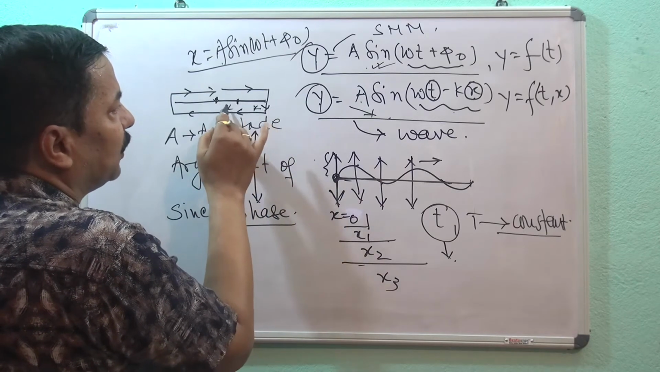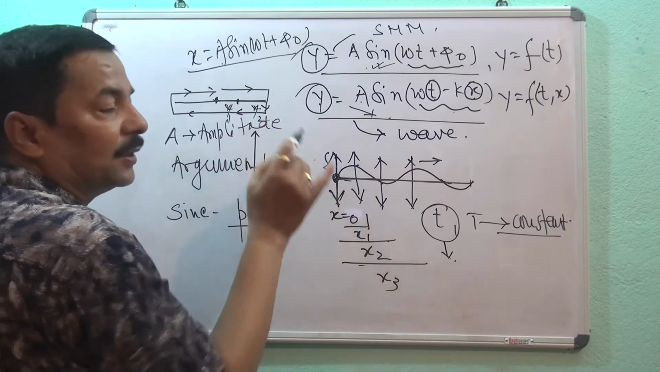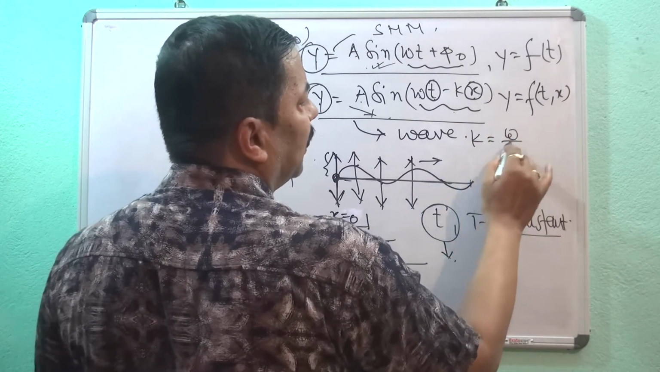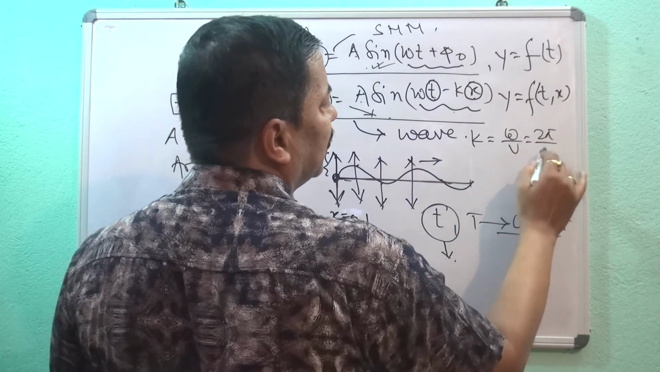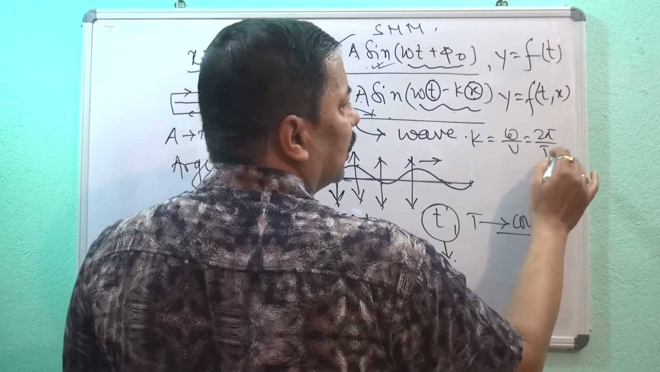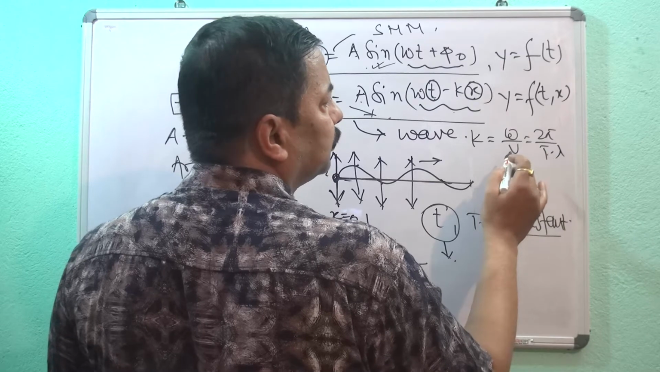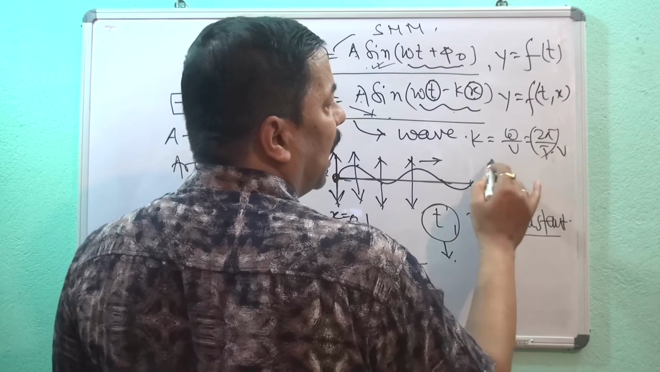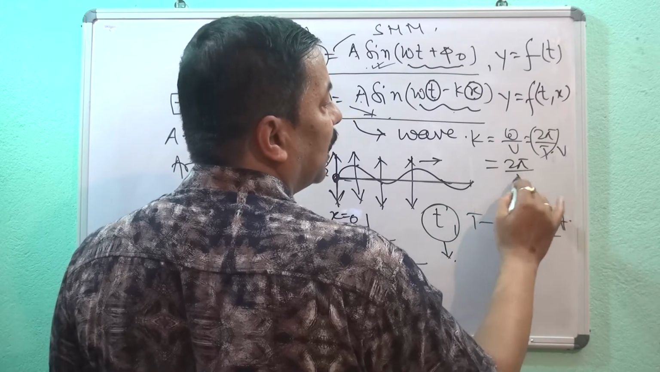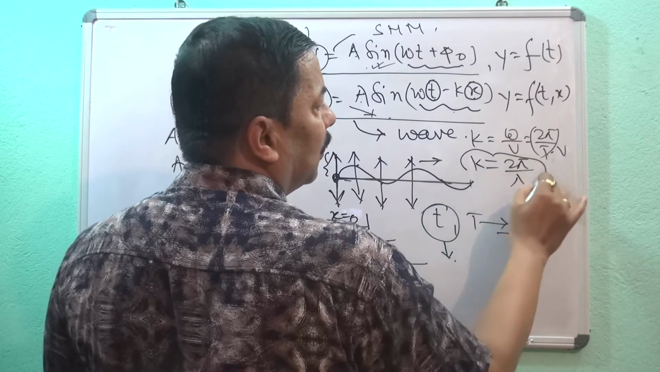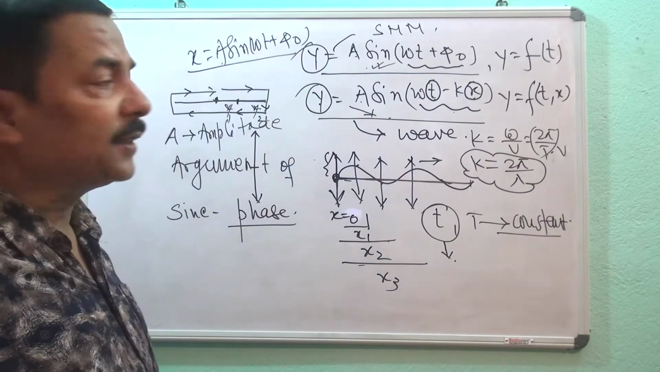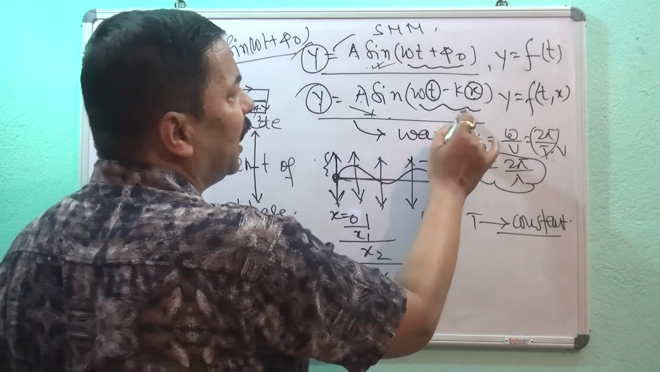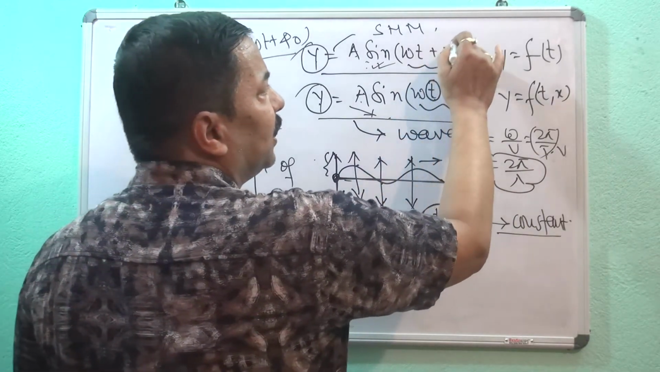Because it is on the x-axis. If you take it on the y-axis, it will represent y1, y2 like this. The second thing is k. k is omega by v, that is 2 pi by T into lambda... this is v. So 2 pi by T into v: 2 pi by T is omega and T into v is lambda. So 2 pi by lambda is k, and k is basically the propagation constant. So this is your wave equation and this is your simple harmonic. Here this is your initial phase.